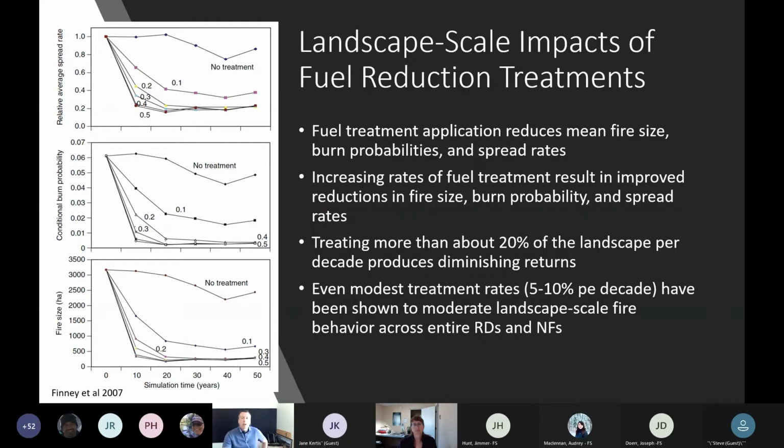Right? And an encouraging thing from this literature is across a wide range of ecosystems, even fairly modest treatment rates that might be more achievable, like treating 5 to 10% of the acres on the landscape per decade, have been shown to have a moderating effect on things like fire spread rates and burn probabilities and fire line intensities and fire sizes.